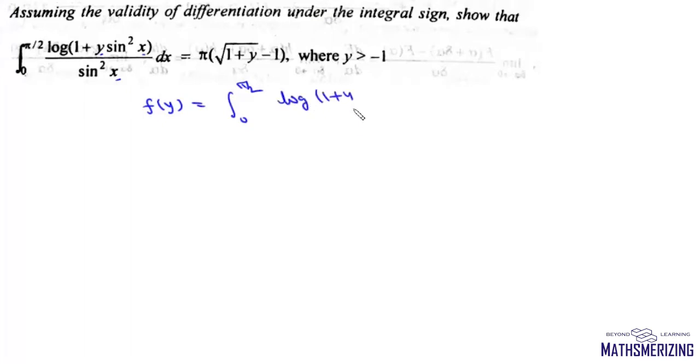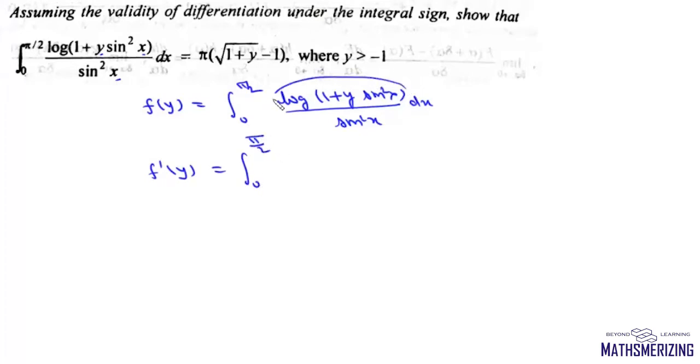of log(1 plus y sine square x) upon sine square x dx. Now we'll differentiate this function and we'll find f dash y. Since the limits are constant, we can write f dash y equals the integral from 0 to pi by 2. Now we are going to differentiate this function partially with respect to y. So it'll be 1 upon 1 plus y sine square x, into sine square x upon sine square x dx. Now here sine square and sine square will cancel.